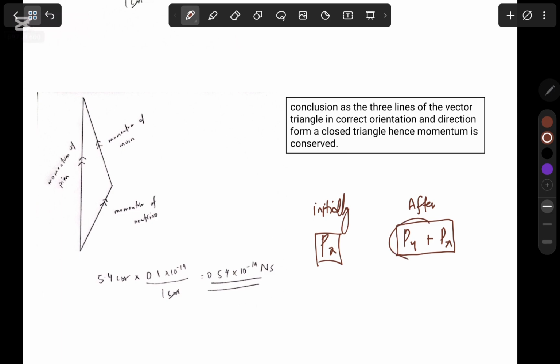So both of these, when you find the resultant of them, it's equal to momentum of pion. That's nice because initially we've got the momentum of pion, and then finally we've got two momentums. But when you find the resultant, it's just equal to the momentum of pion again, which means initial and final momentum are the same. Momentum is conserved. Hope that makes sense.